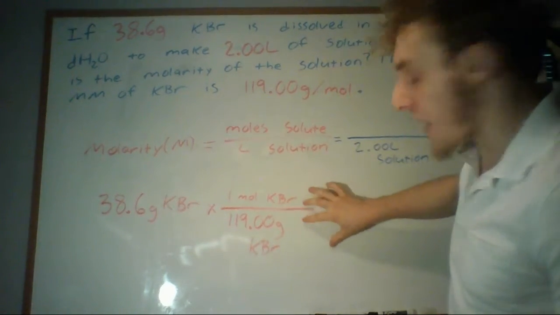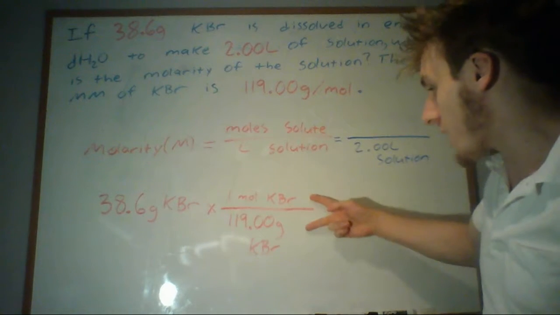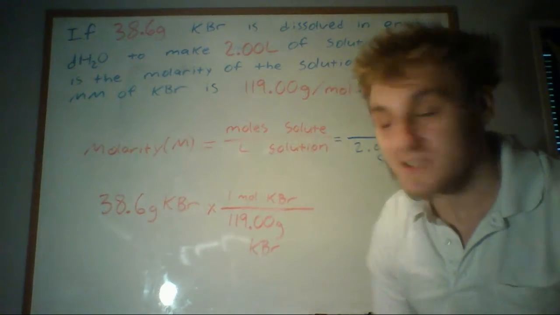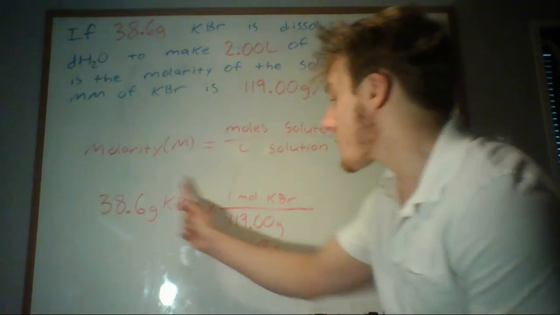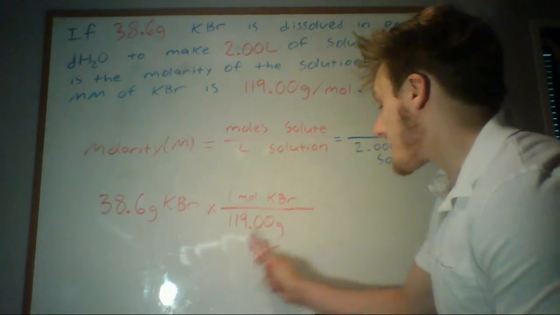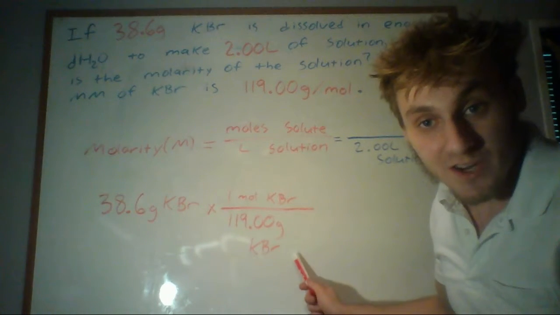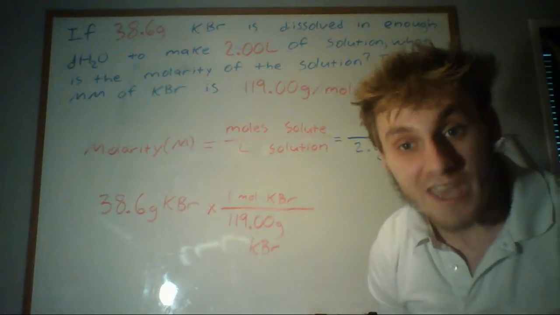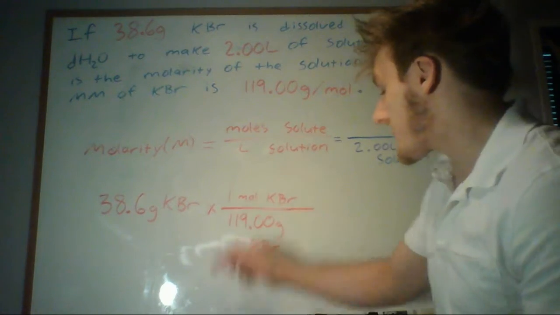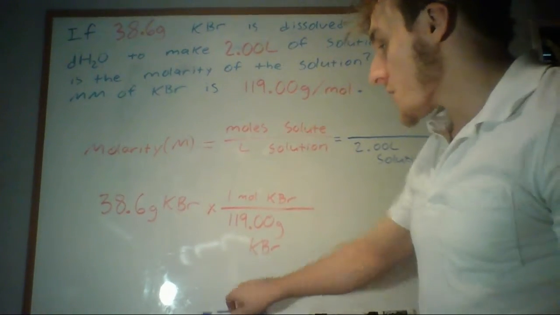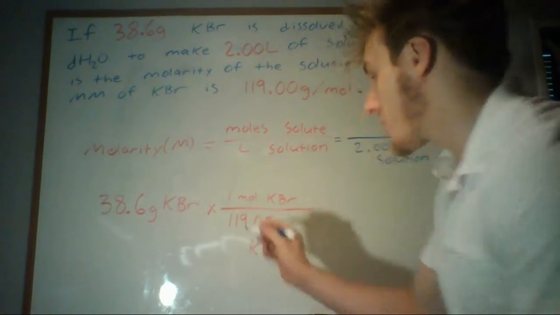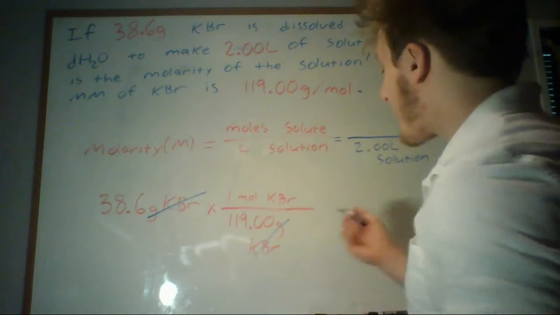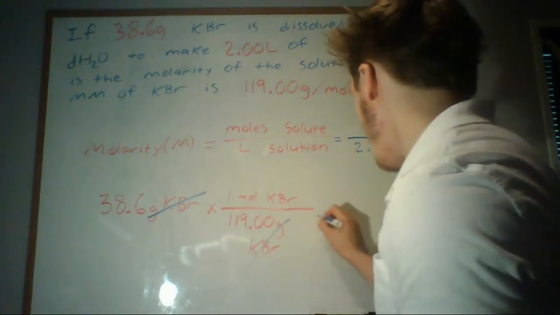If we set our conversion factor up like this, as opposed to the other way around, we'll get grams of potassium bromide to cancel out, because we have grams of potassium bromide in the numerator over here, but then we have grams of potassium bromide in the denominator over here. So because we have it in the numerator and the denominator, those units will cancel out and we'll be left with moles of potassium bromide. So let's go ahead and just cancel out our units. Grams of potassium bromide, grams of potassium bromide. And then we can figure out what that value is, right?